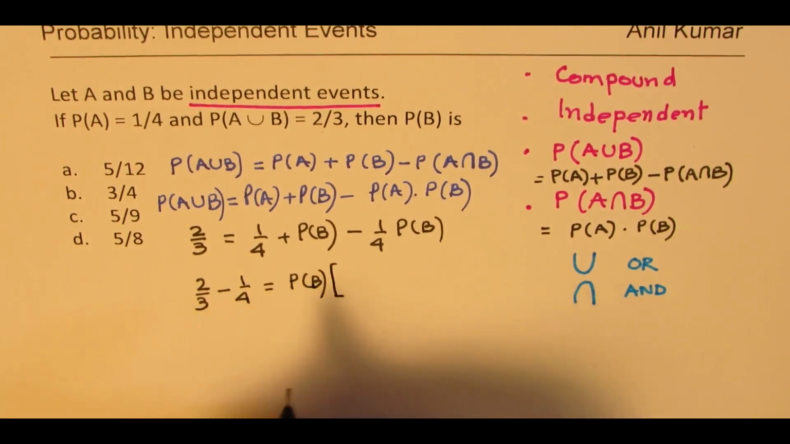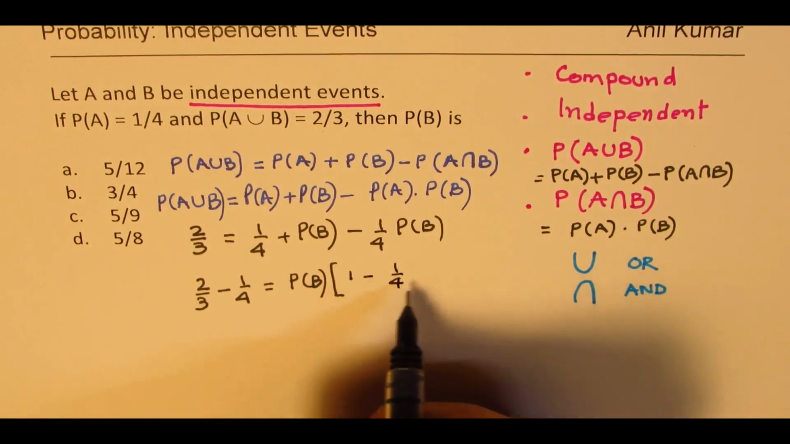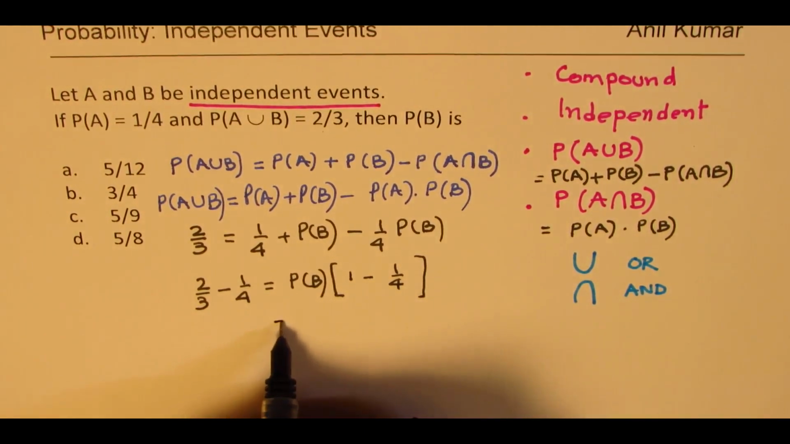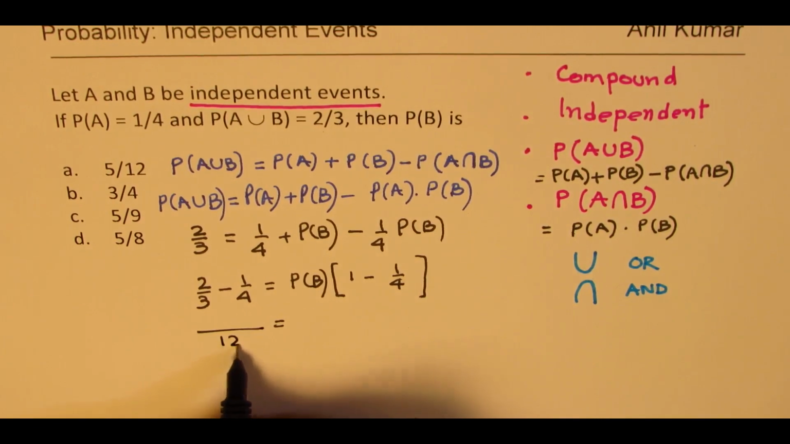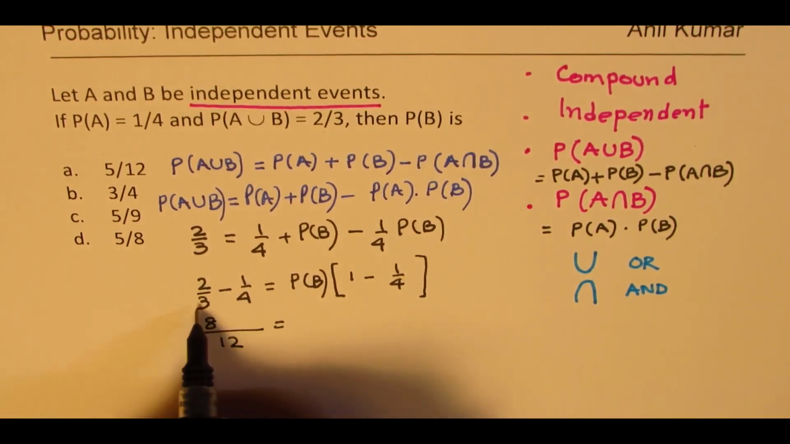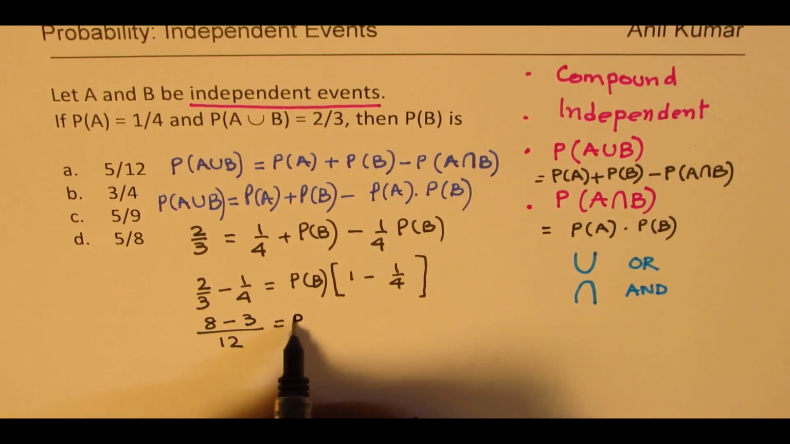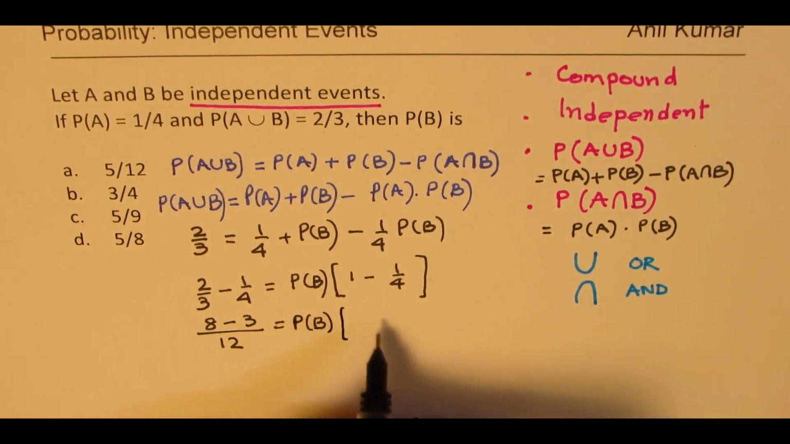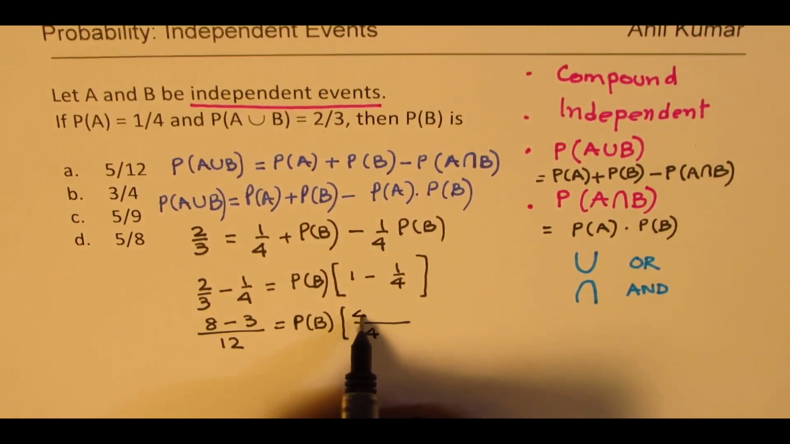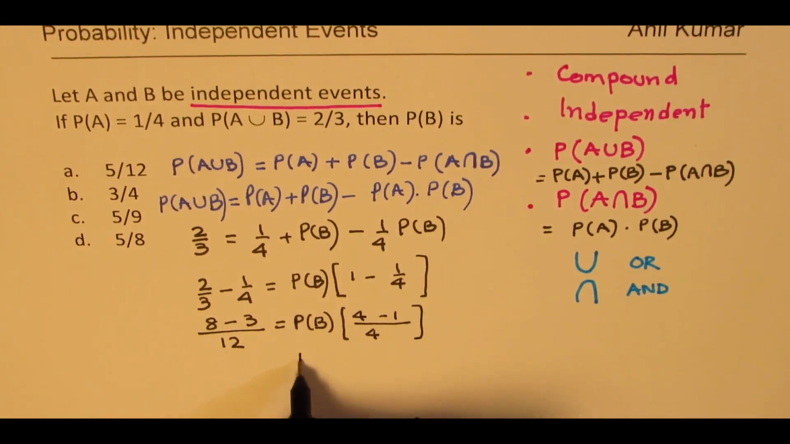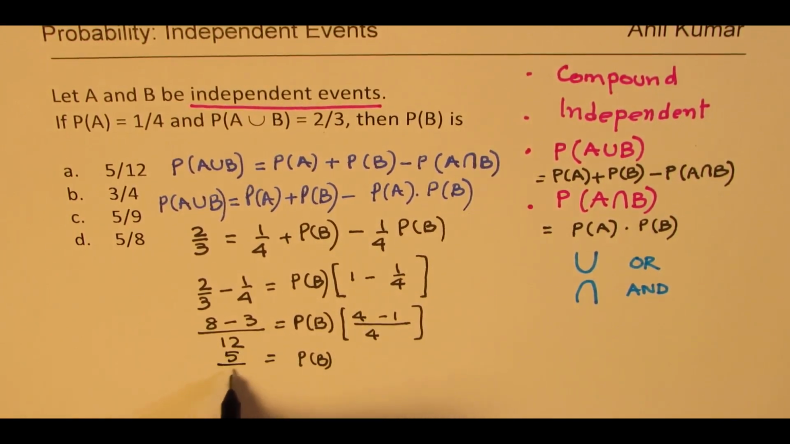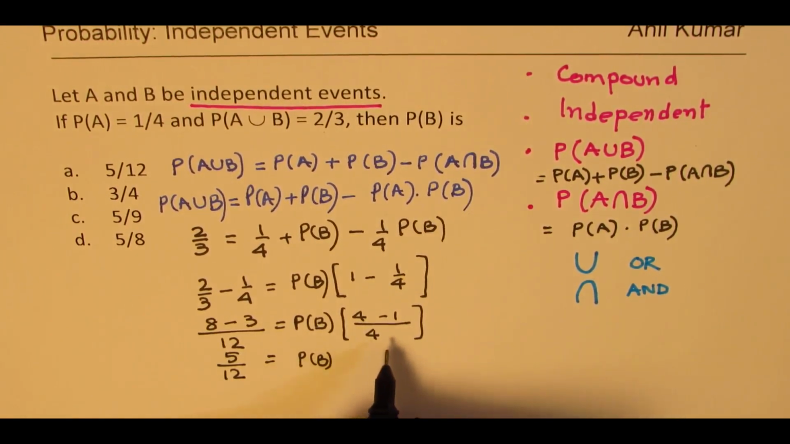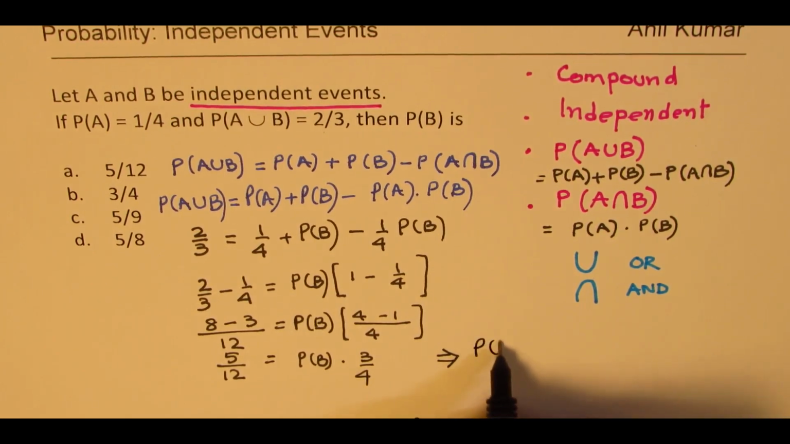We can take that as common, right? 1 minus 1 over 4. So that gives you, this is common denominator of 12. 4 times 2 is 8. 3 times 1 is 3. Probability of B. 4 common denominator. 4 minus 1. So probability of B is 8 minus 3 is 5, 5 over 12. And here we get what? 3 over 4, right? So times 3 over 4. So that gives us the probability of B as what?